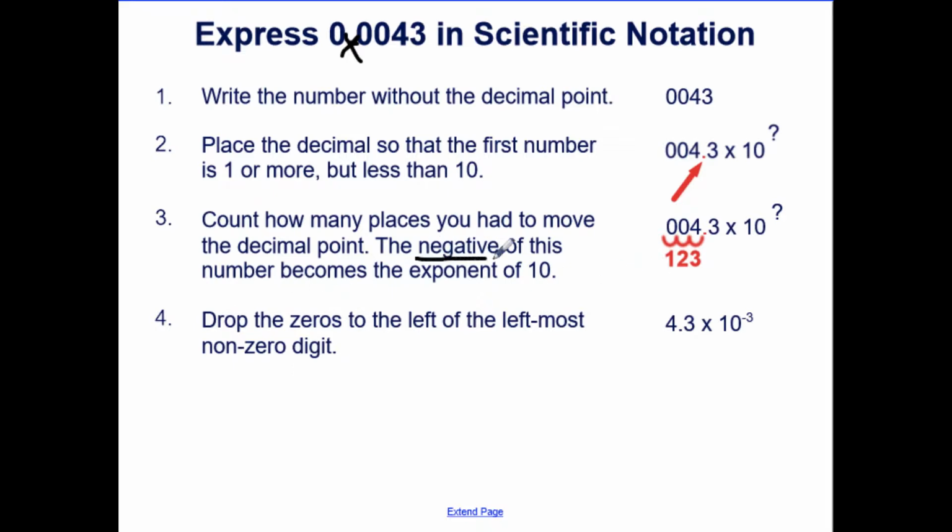That's key, it's negative. And we're going to drop the zeros now to the left of the leftmost non-zero digit, so these 2 zeros would be gone, converting the 0.0043 from standard into our scientific of 4.3 times 10 to the negative third.